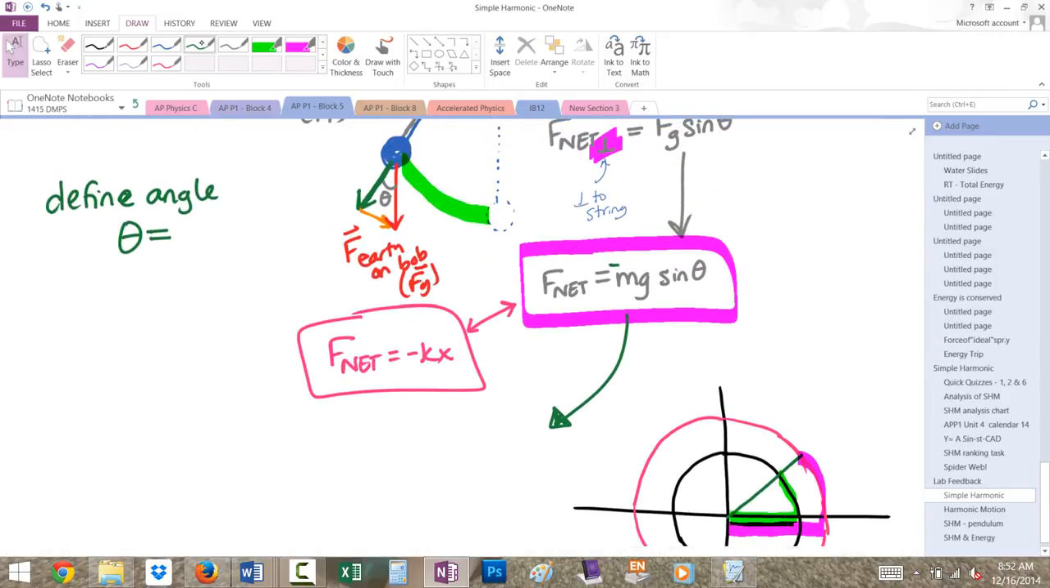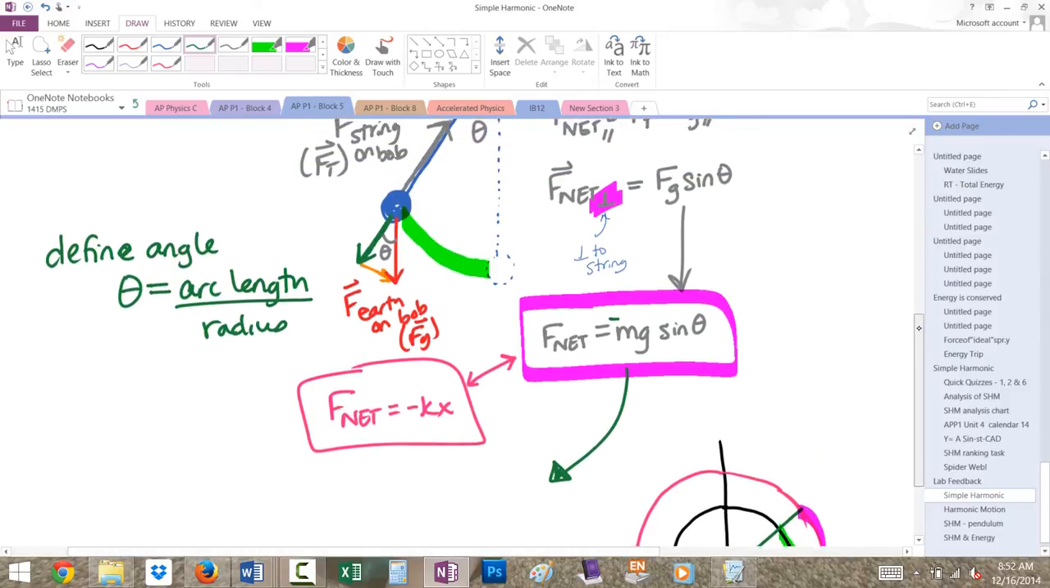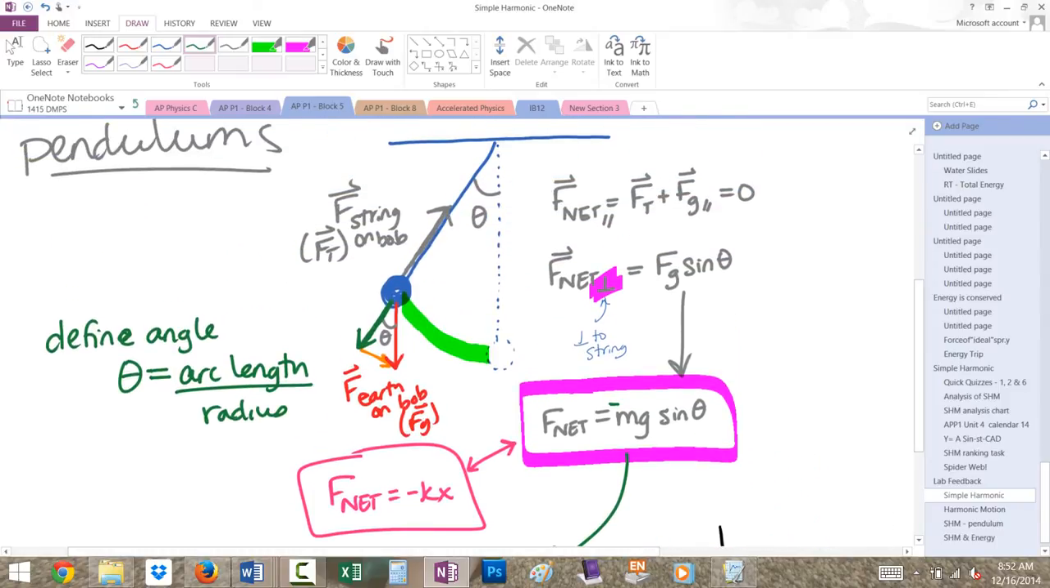What does it mean? It's cool. That's mathy though. Who needs it? We need some physical description of what's going on. The arc length is this distance here. It's the distance that the pendulum is going to travel. I'm going to call it x because it can travel some distance. And the radius is really the length of the string.